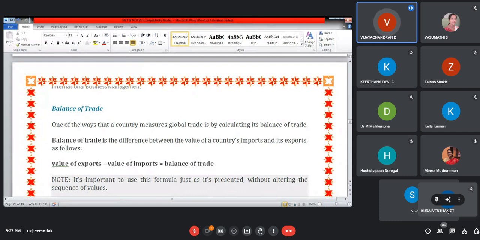Favorable means plus, that is, exports exceeding imports. Unfavorable means adverse: if the exports are lesser than the imports, then we can say it is unfavorable, that is adverse. Okay. So again, what is balance of trade? The trade by one country with the rest of the world, how much quantum of trade by a country with the remaining countries in the world.